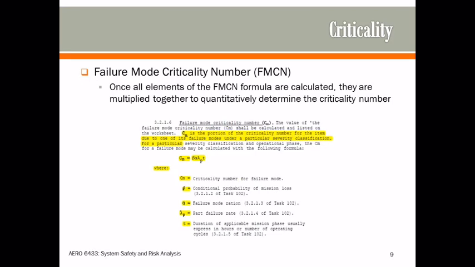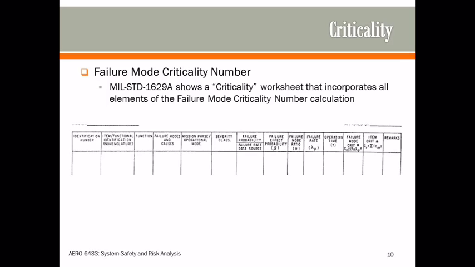The failure mode criticality number then is the product of all 4 elements previously discussed. The probability of mission loss, the ratio of failure mode, the part failure rate, which is, remember, obtained from other data, adjusted for your particular application, and then the exposure, finally, or the duration of the mission. MIL STD 1629A provides a criticality worksheet for documenting the elements of the criticality number calculation and analysis.